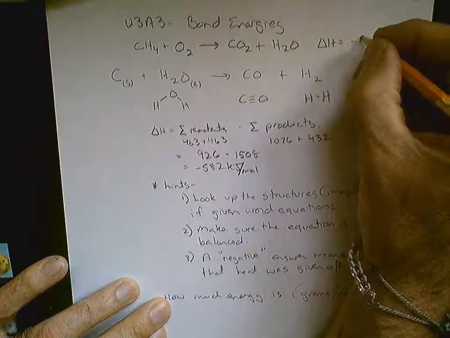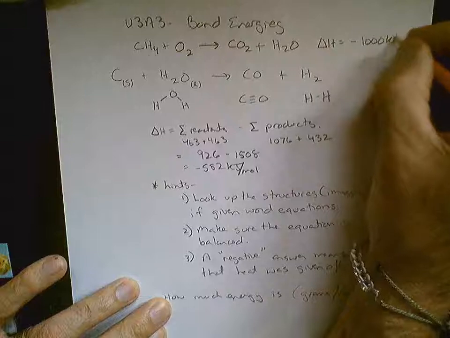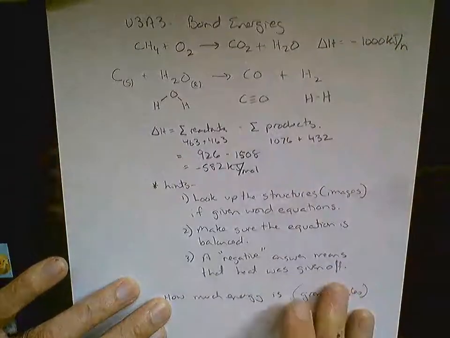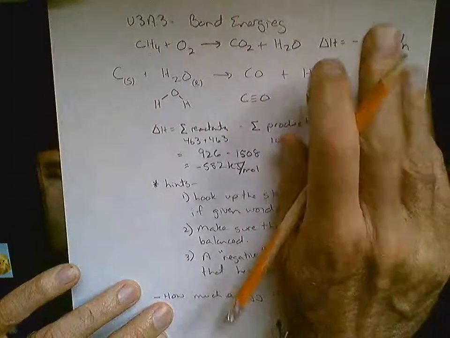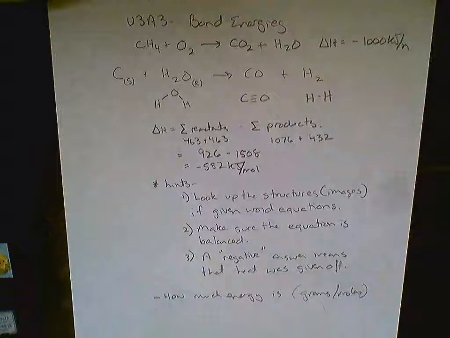So let's say negative 1,000 kilojoules per mole of fuel. I just made this number up. The negative means the reaction gives off heat. So there are ways that we can actually measure the heat that comes off a system. It's called a calorimeter. The other thing we can do is we can do various methods where we don't have to do an experiment to find the heat. And one of those things is bond energies.